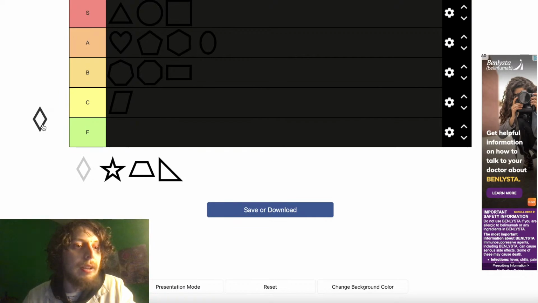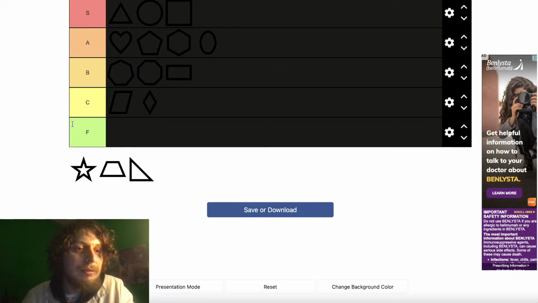So how about this fella? This rhombus thing. Also sometimes called a diamond. Now rhombus is kind of cool, but I need to put some in C tier. I like the rhombus. They can tile planes, and a bunch of them can. They're cool, but no. C tier.